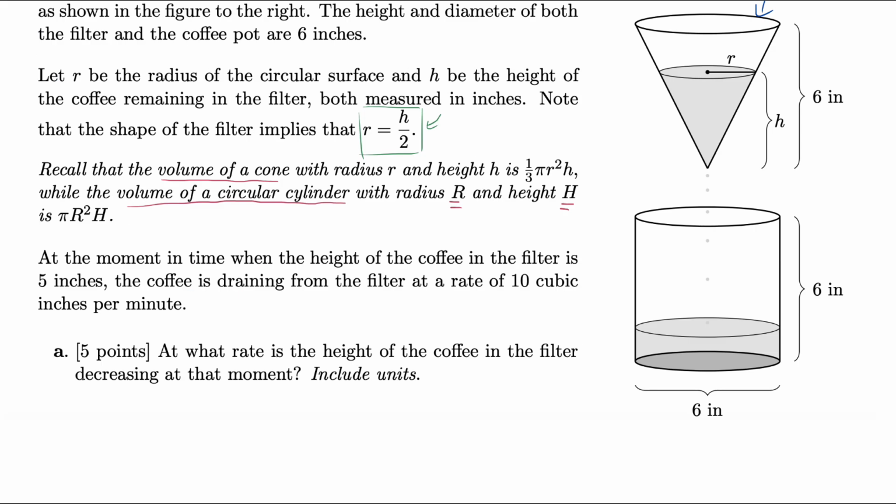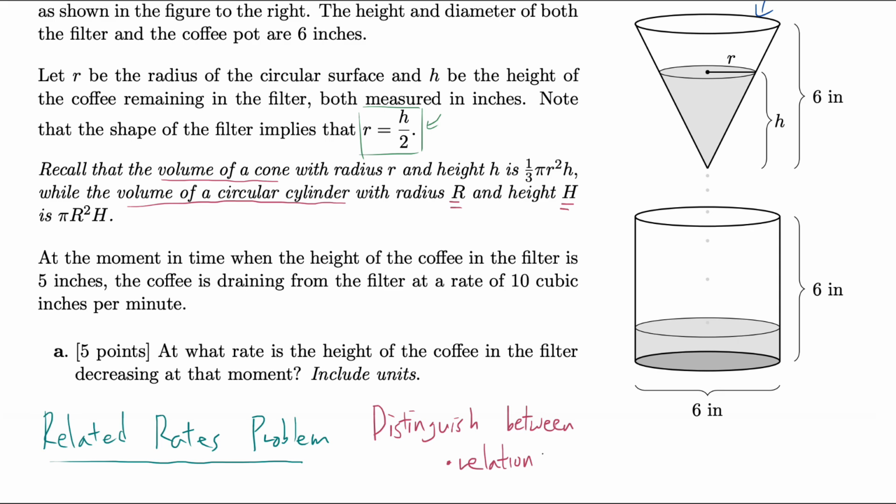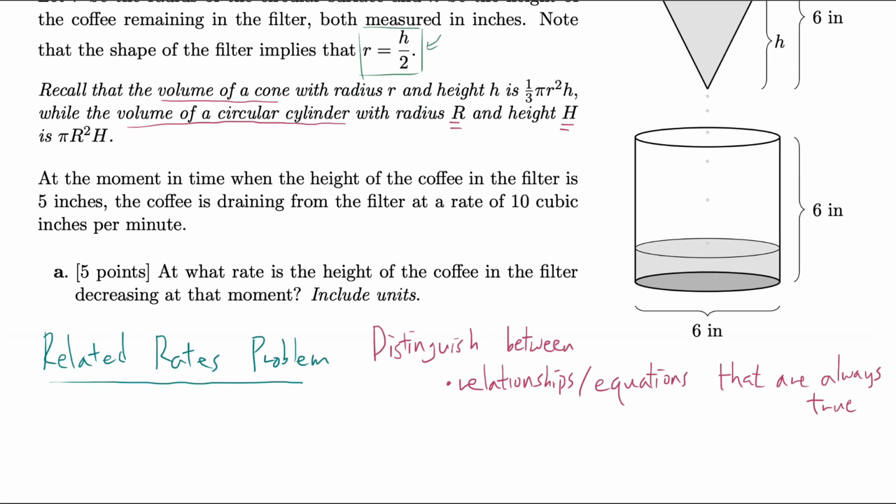Hopefully you know by now that this is a related rates problem. Whenever you do a related rates problem, it's really important to pay attention to what kind of relationship is always true and what kind of relationship is only true at the time I look at the configuration of the quantities at some moment in time. So again, just to emphasize, you want to distinguish between what is always true, like relationships between variables that are always true, and information that's only true at the time that we look at it, when we observe it at some time.